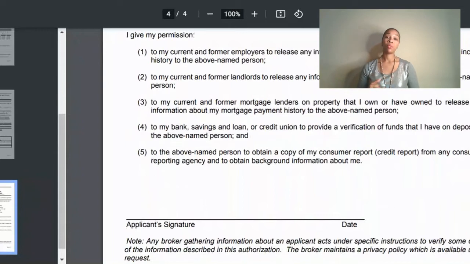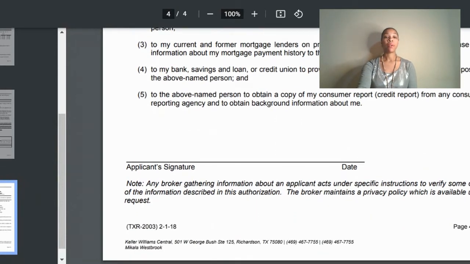To my current and former landlords to release any information about my rental history to the above named person. To my current and former mortgage lenders on a property that I own or have owned to release my information about my mortgage payment history to the above named person. To my bank, savings and loan, or credit union to provide verification of funds that I have on deposit to the above named person, and to the above named person to obtain a copy of my consumer report, which is a credit report, from any consumer reporting agency, and to obtain background information about me. Okay, and you sign off on that.